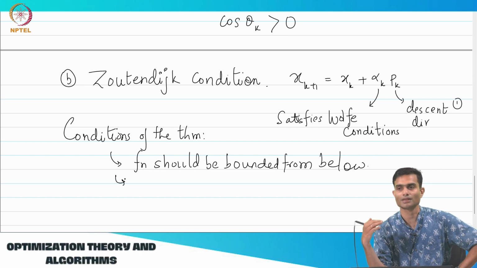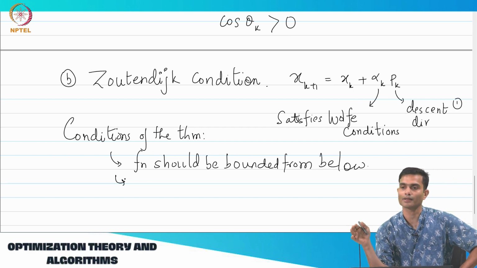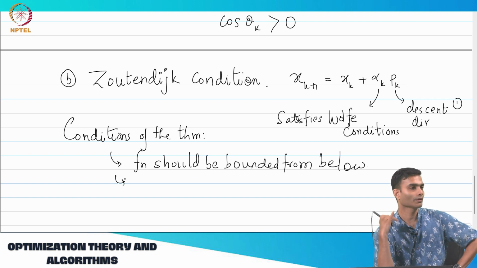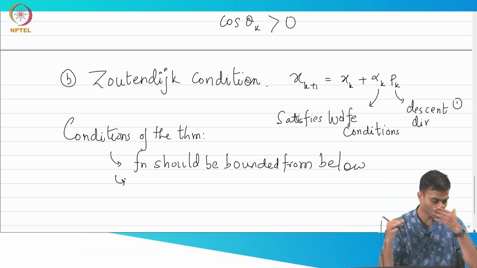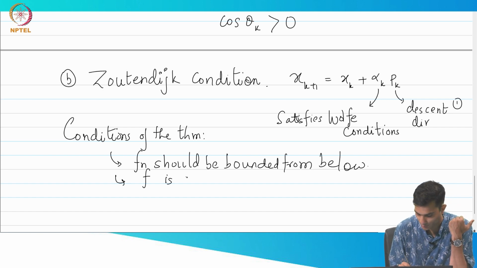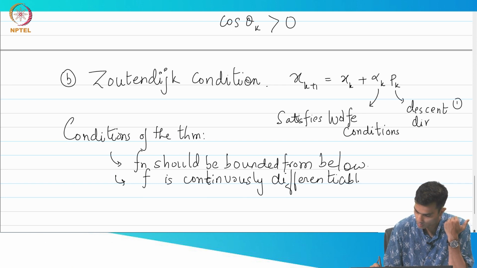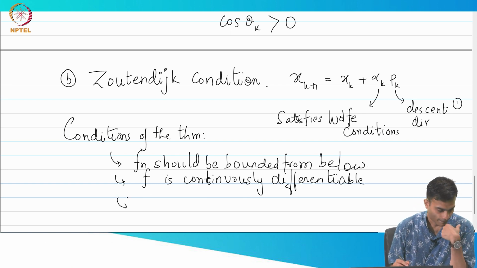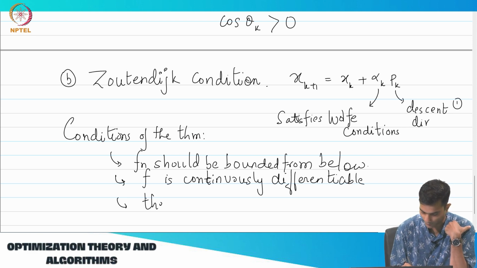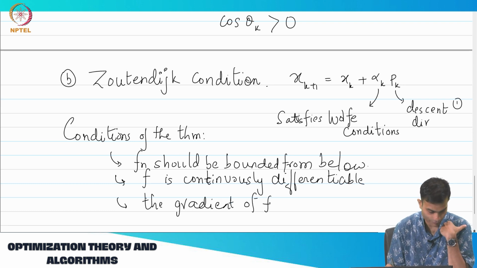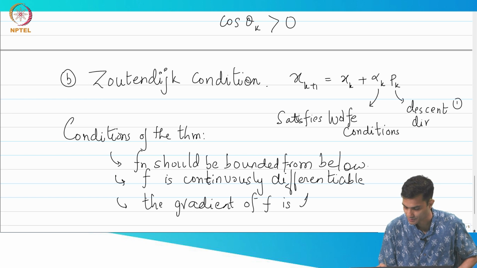The next two conditions are basically to ensure I can do calculus. So they are going to be about continuity and differentiability, right? So we'll just note that down. f is continuously differentiable. And the second is that the gradient of f is Lipschitz continuous.